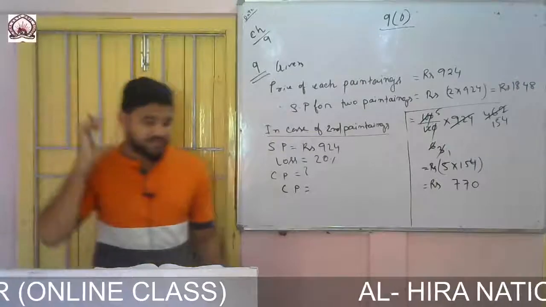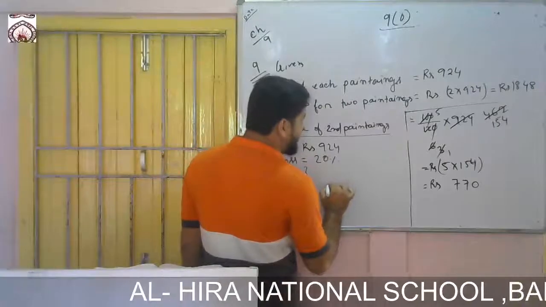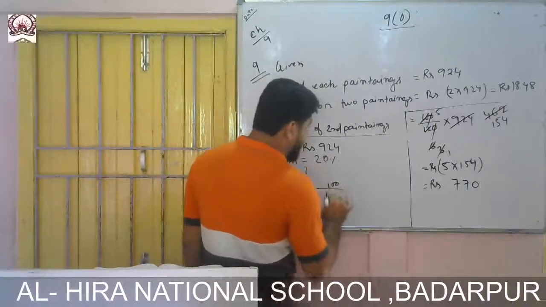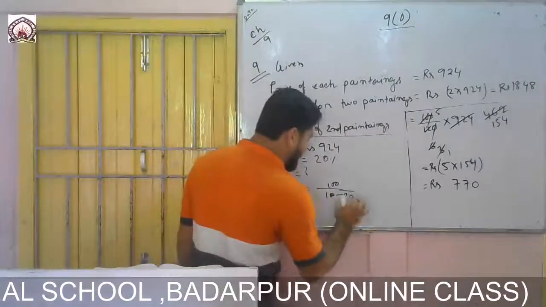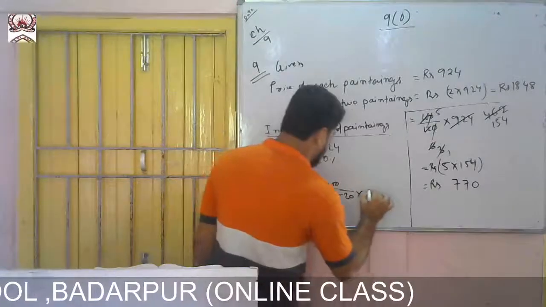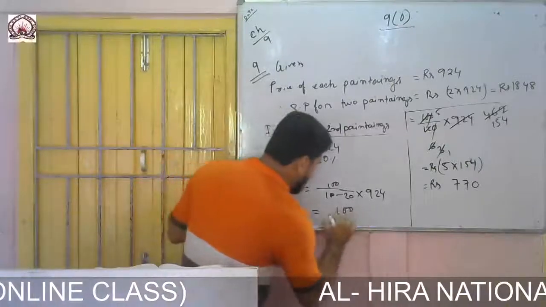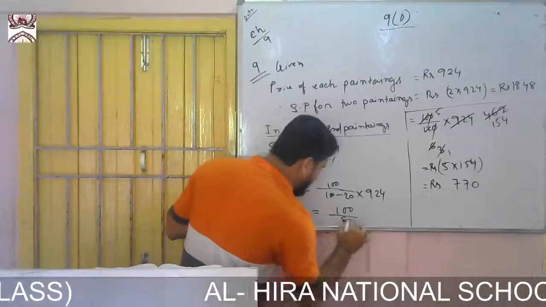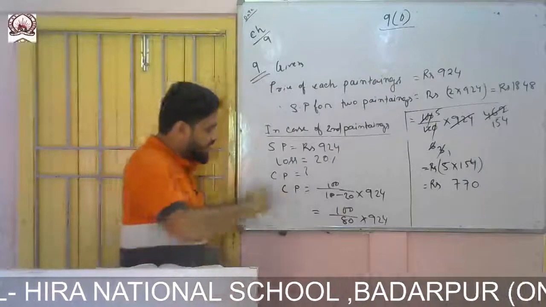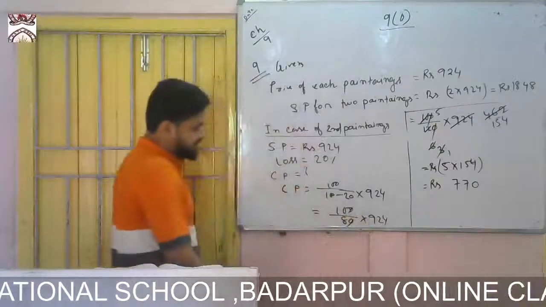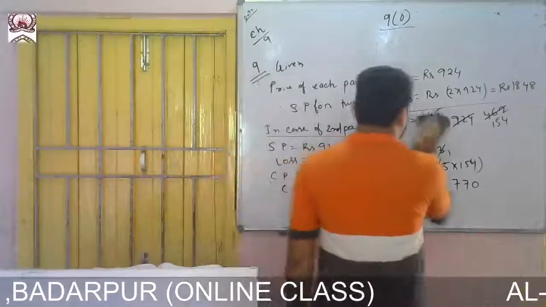Now for loss we subtract. Earlier it was plus, now we shall subtract. So it will be 100 by 100 minus loss percentage, that is 20, into SP, 924. Now if I write, then 100 by 100 minus 20 is 80, into 924. Okay, so cancel this 0 and 0. Now remain, so come to the next line here.